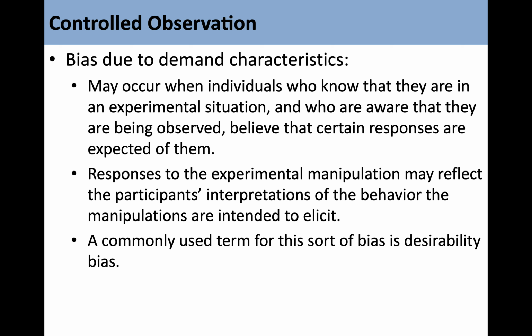A lot of people, when they take surveys, try to determine who the people are that are asking for the surveys, and then they try to answer them appropriately or inappropriately, whichever the case may be. Responses to the experimental manipulation may reflect the participants' interpretations of the behavior the manipulations are intended to elicit. A commonly used term for this sort of bias is desirability bias.